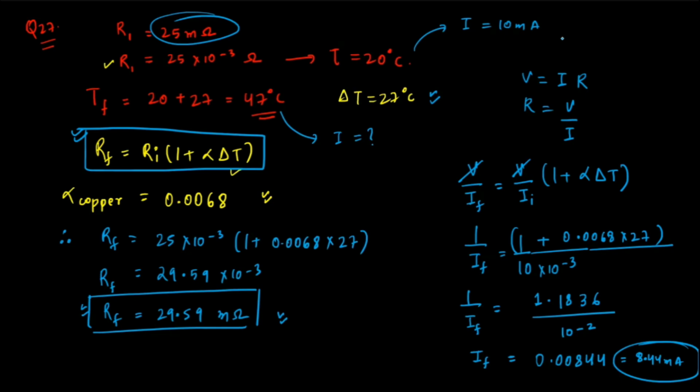So you can see here, initially at 20 degrees Celsius, the current was supposed to be 10 milliamperes that this battery is discharging. But as soon as we increase the temperature by 27 degrees Celsius, the value of current which is being discharged is reduced. So you can see the effect of temperature change on current as well as on resistance. In case of resistance, as temperature increases, resistance increases. But in case of current, as temperature increases, current decreases. That is the very important thing that you should keep in mind.